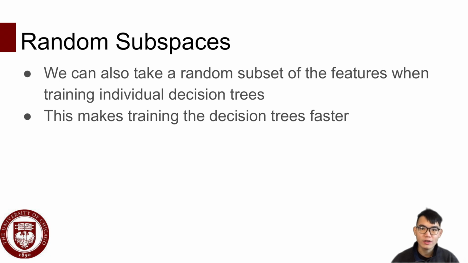We can also train on a random subset of features of the training data for each tree in a random forest, which can make training faster because each tree is trained on a fewer number of features.